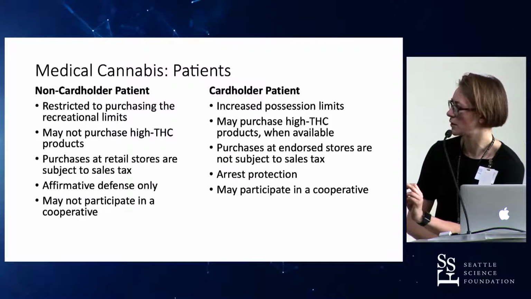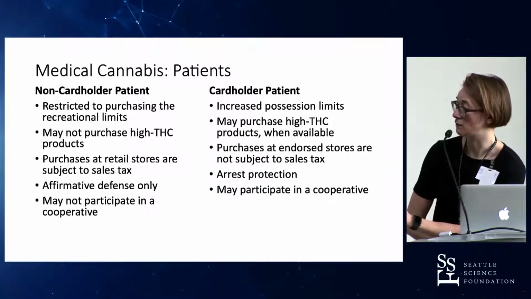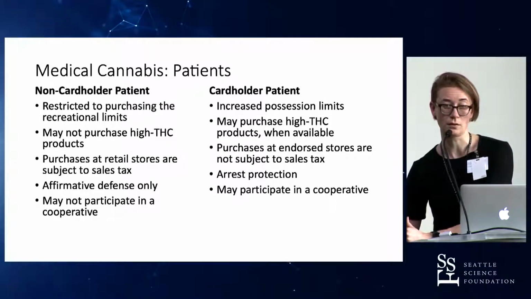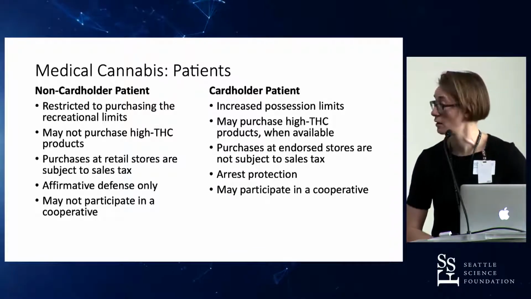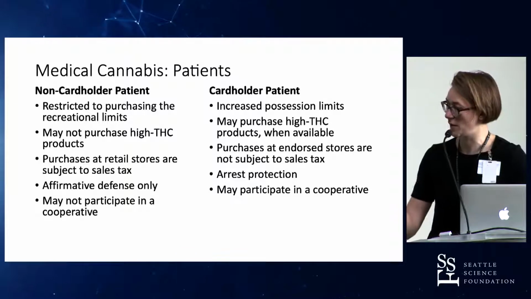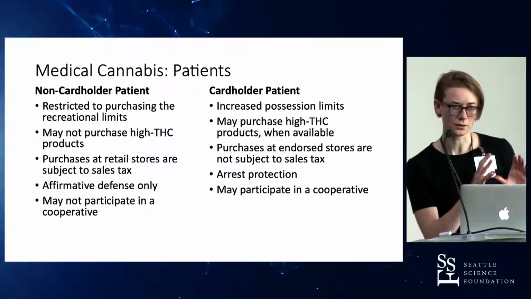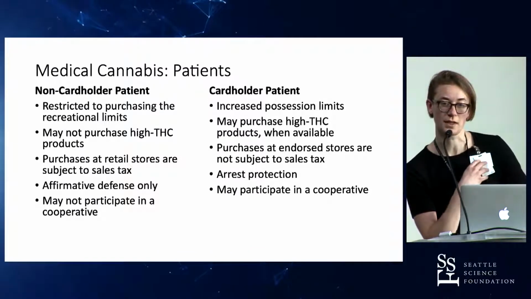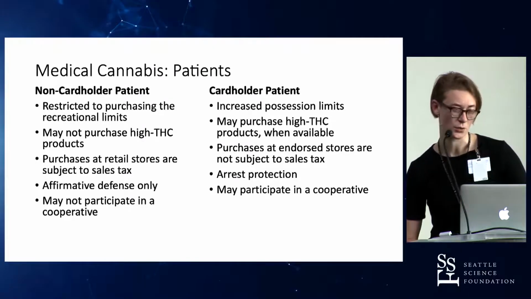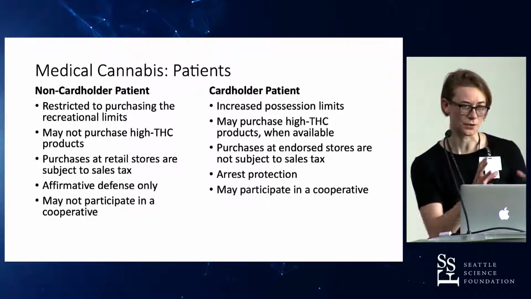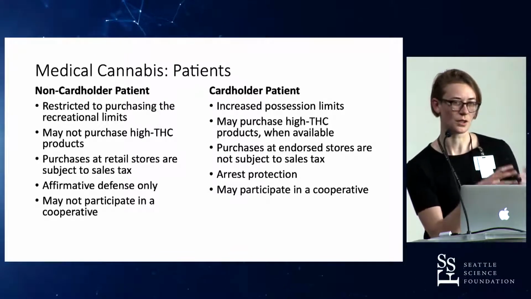They can purchase, there's no sales, they do have sales tax. They only have an affirmative defense, so if they're caught with more than their legal limit, it's not like a home run, you're protected. And then you can't participate in a cooperative, which basically means, say you live in an apartment and you can't grow the marijuana plant because of your lease agreements, then you could join with somebody who has a home, and then together, if that other person also has a condition, you can grow together with him.